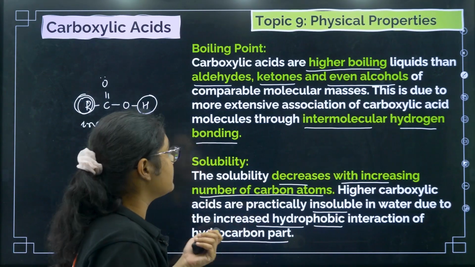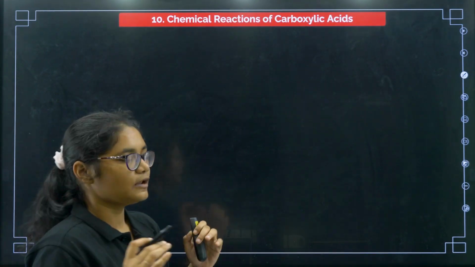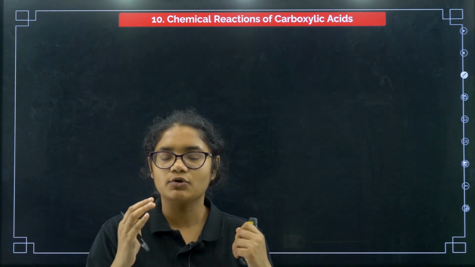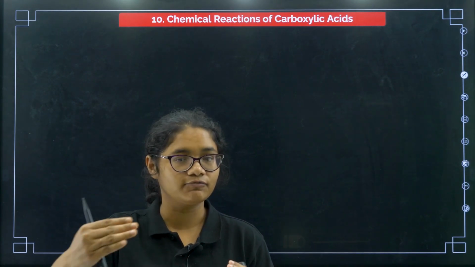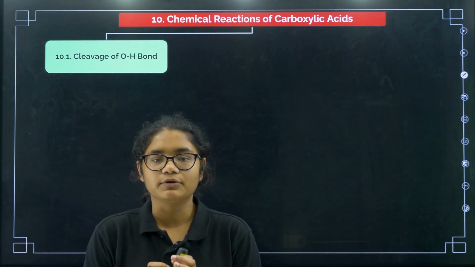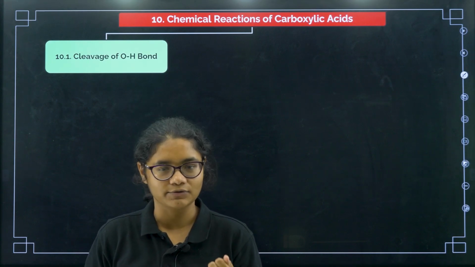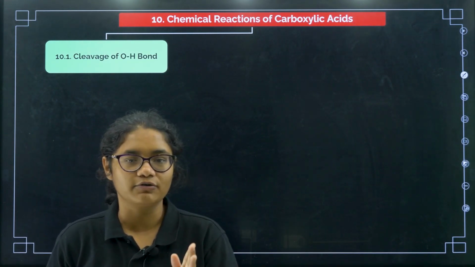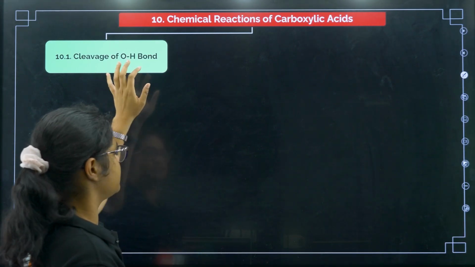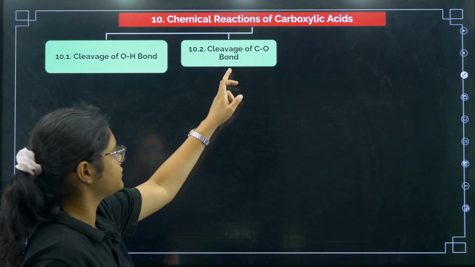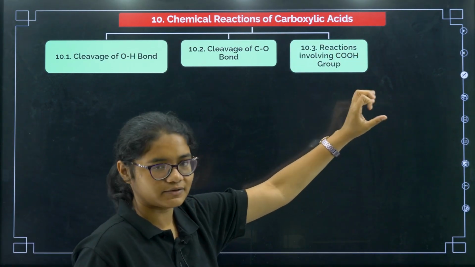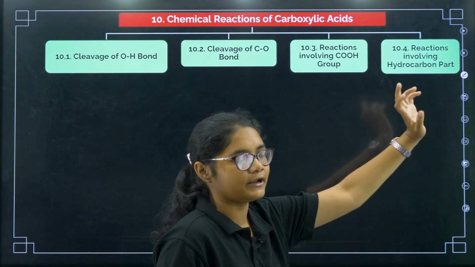Now we'll talk about the chemical reactions of carboxylic acid, the most important topic. First of all, these reactions are categorized into 4 types. The first one is the cleavage of the OH bond. If you remember, in the alcohol reactions also we studied reactions with cleavage of the OH bond and cleavage of the CO bond. Similarly here, first we have cleavage of the OH bond, and next we have cleavage of CO bond reactions. Then we have the reactions where the whole COOH group is involved, and the reactions involving the hydrocarbon part.